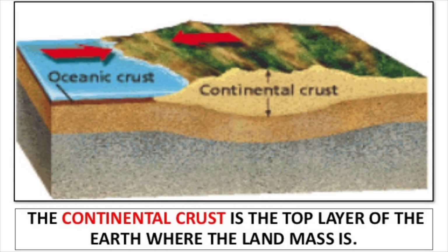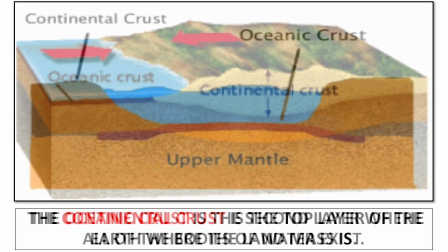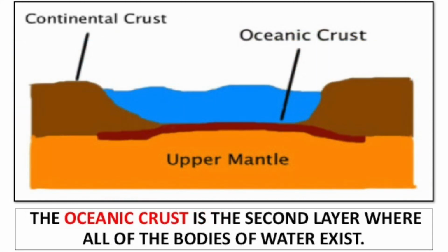The continental crust is the top layer of the Earth where the land is. This is where we are now, continental crust, the top layer. The oceanic crust is the second layer, where all of the bodies of water exist here. So this is the continental crust, and then the oceanic crust.